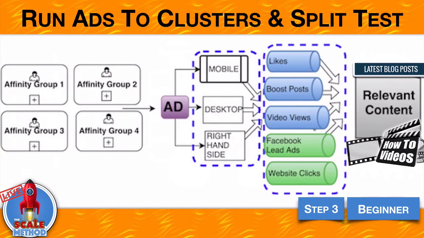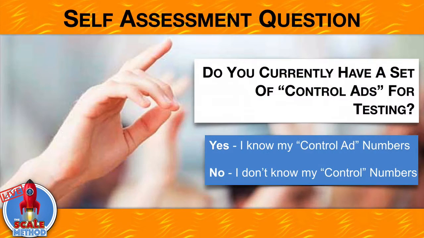Let me show you. See, what we want to do is run an ad for likes, boost post, and video views. And that's going to help us with brand awareness, as you can see by their color distinction in blue. Now, Facebook lead ads and website clicks, we're going to run over to relevant content. Now, this could be how-to videos, this could be the latest blogs, but we want to run people first to content before we run them to any type of opt-in or sales page.